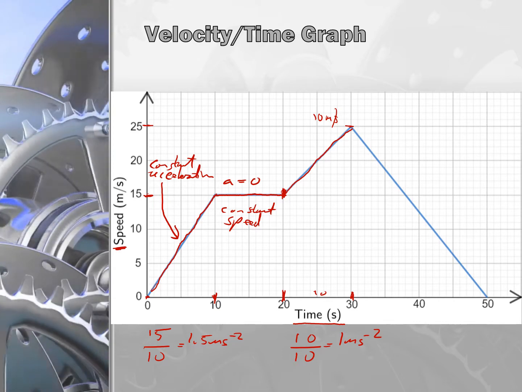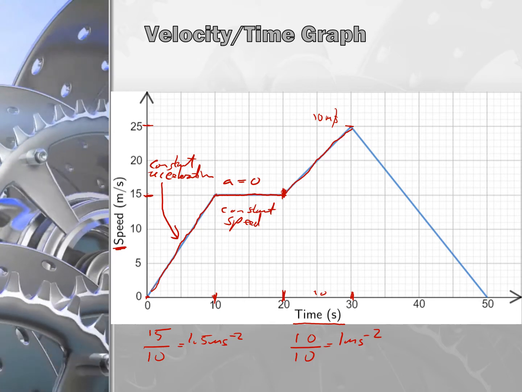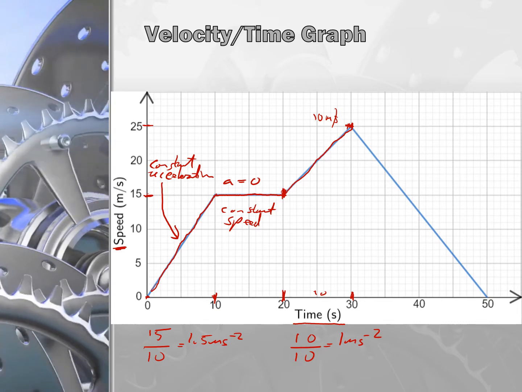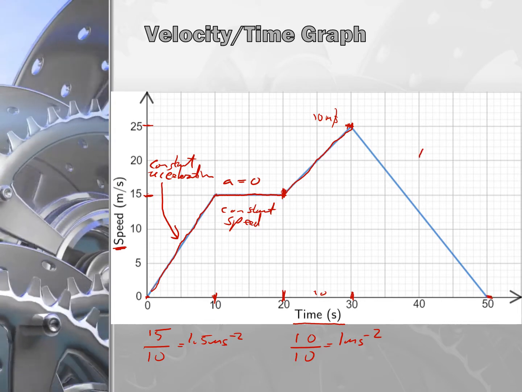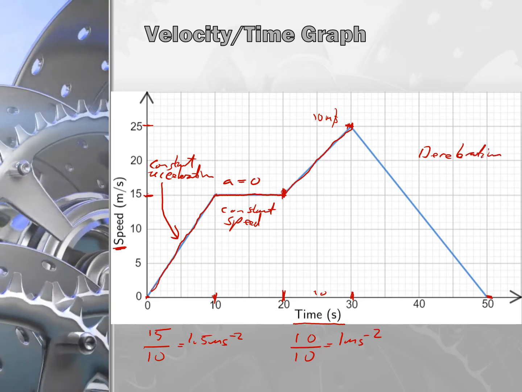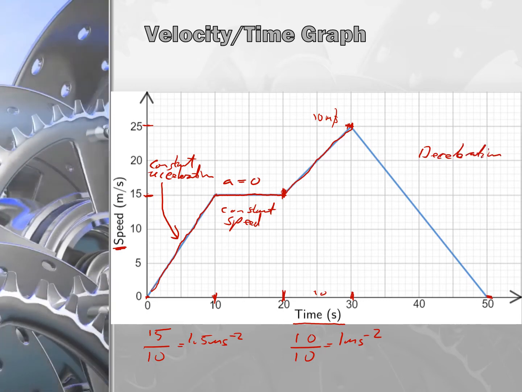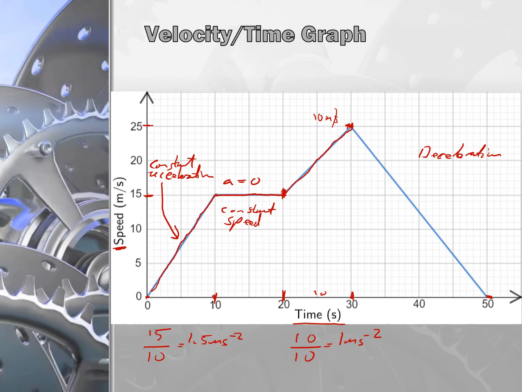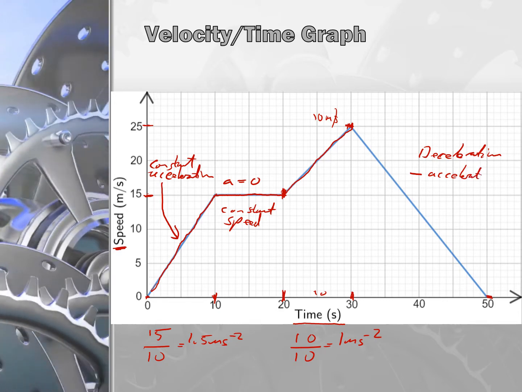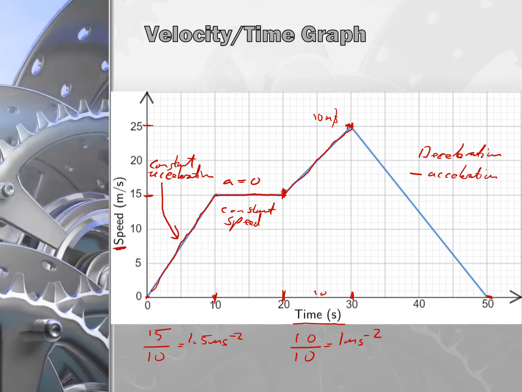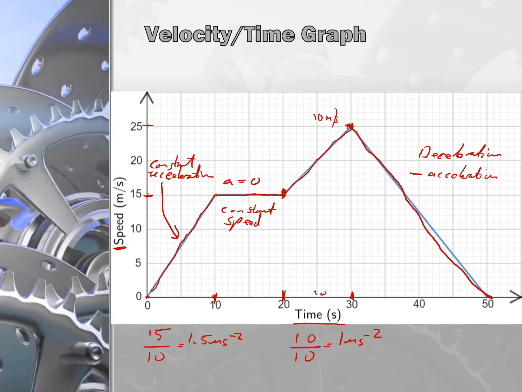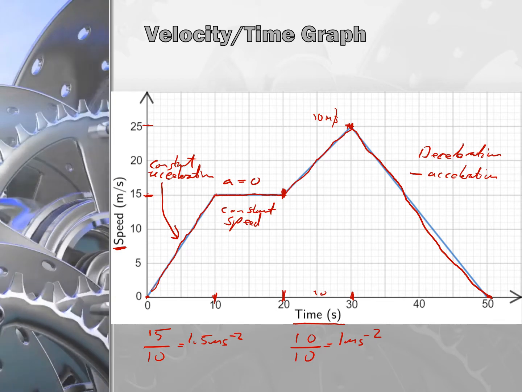Final section then, we can see here that the line is now going from 25 to 0. So this is a deceleration. Or we also say negative acceleration. And again, we can see that the line is straight, so that's telling us that the deceleration is constant, and we can calculate that deceleration.